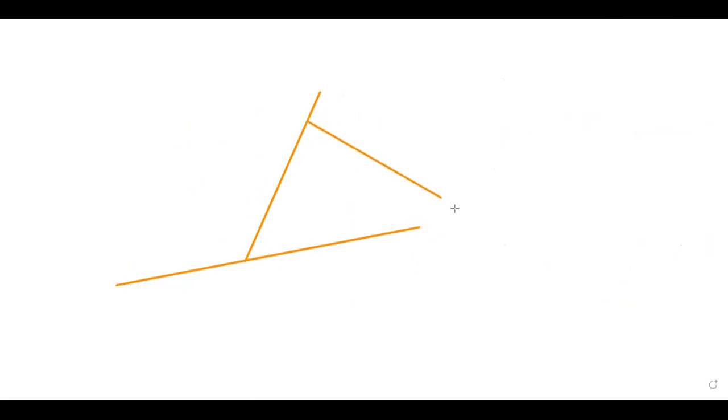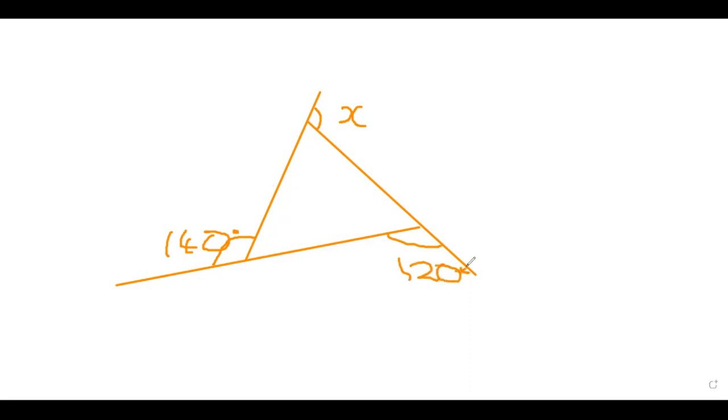Okay, now I'm going to go with triangles. One straight line here. One straight line here. A straight line means 180 degrees. Remember that. And with one more straight line here, you can already see a triangle forming. Now I'm giving you information. This angle is X, so we have to find X. This angle is 140 degrees. This angle is 120 degrees. So let's do this together.